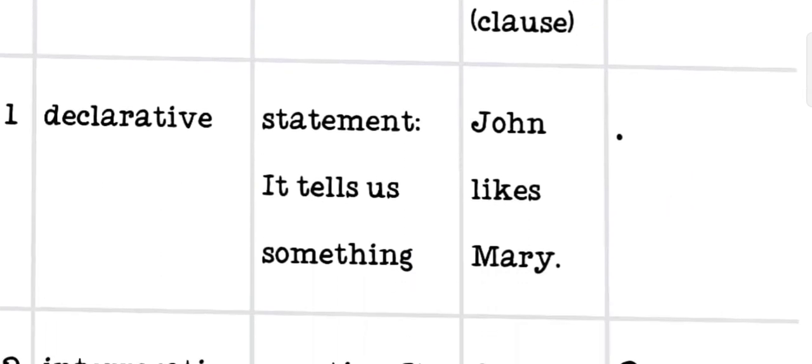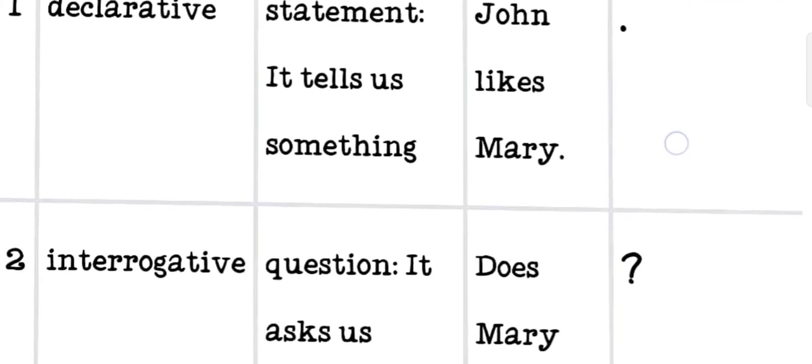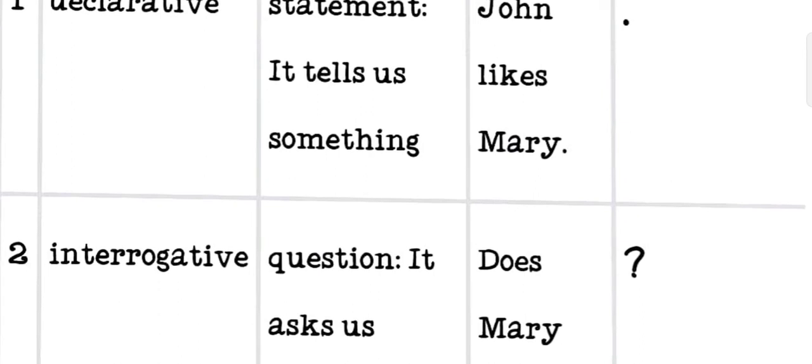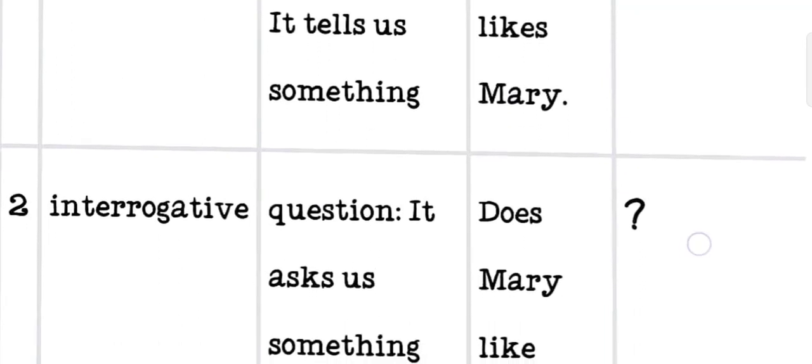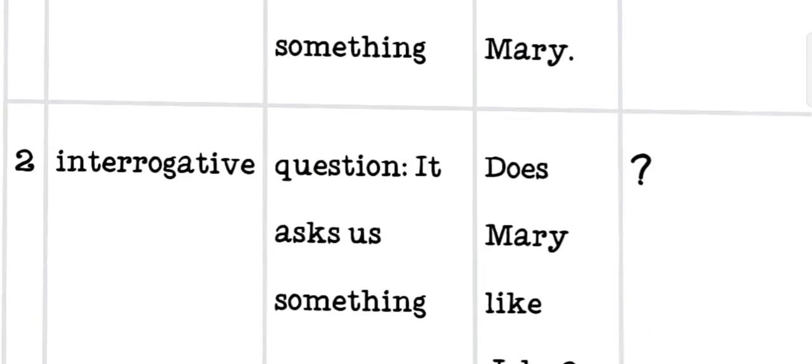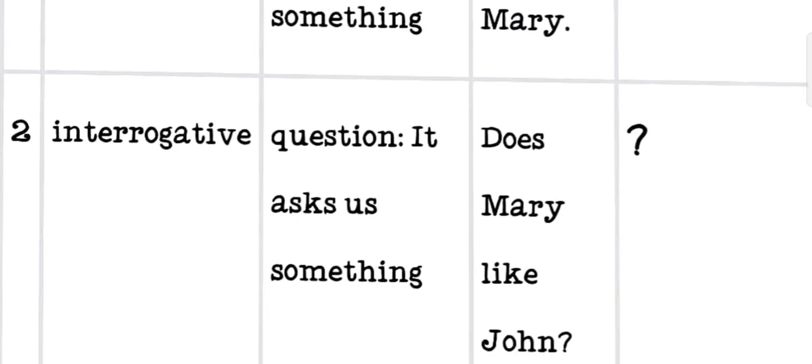The first one is declarative. What is the function? Statement. It tells us something. For example, John likes Mary, and the punctuation mark is full stop. Now the second one is interrogative. Question. It asks us something. For example, does Mary like John? And the punctuation mark is question mark.